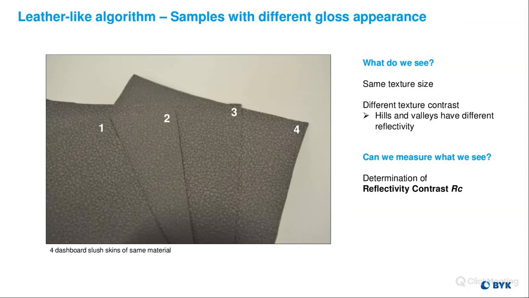So here's another example of a different value that we can use. So samples with different gloss appearances. Across the 4 samples that we see, we can see differences between 1 and 2 and 2 and 3. So 1 looks like it has a lot more contrast between those hills and valleys, whereas 2 looks like it doesn't have much contrast. It looks a little shallower because of that. So how can we measure what we're seeing there? We can measure that via our reflectivity contrast value, so our RC value.